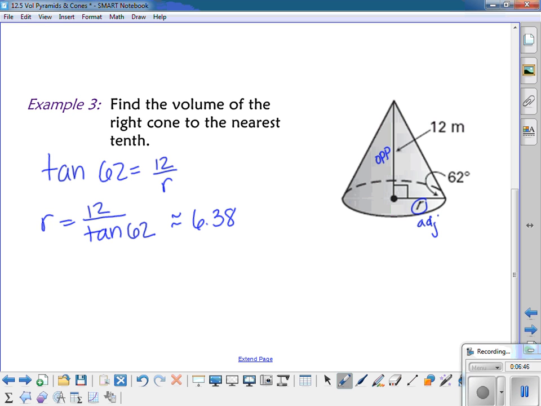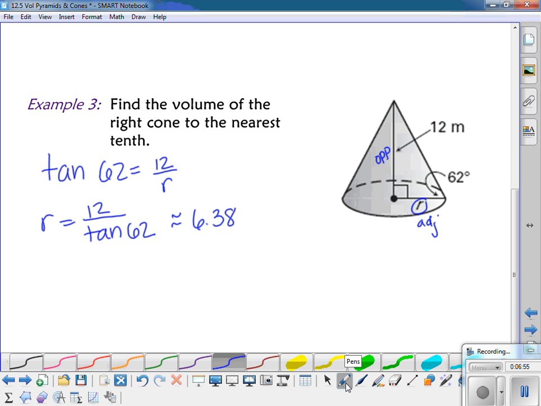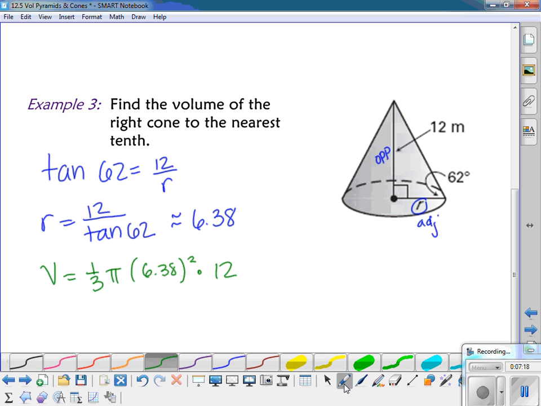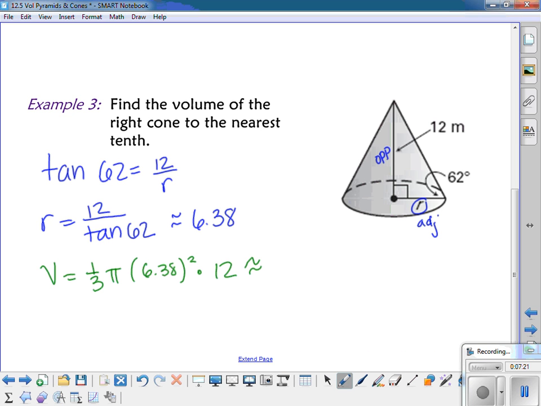And of course, you can leave it in your calculator so that you get a more precise answer. So we plug that in then to the volume, 1/3 pi, the 6.38 squared, and then times the height of 12. And so we get approximately 511.6 cubic meters.